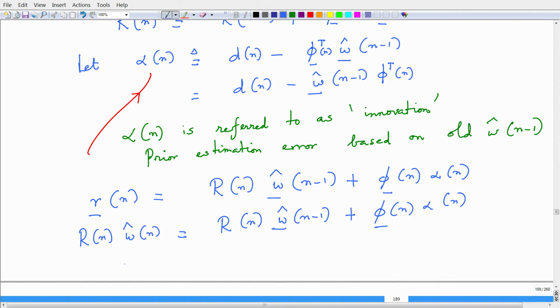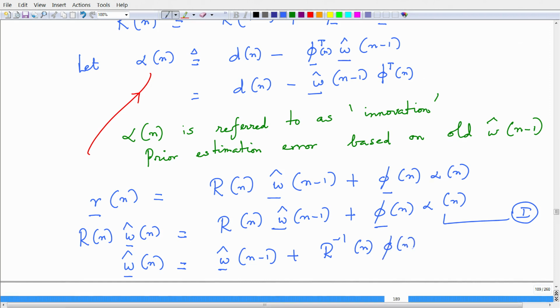So we can say that our update w hat of n equals, if I pre-multiply this equation, which I call equation 1, by r inverse n on both sides, I can simplify this to be in this form: w hat of n equals w hat at time step n minus 1, which is a vector, plus r inverse of n phi of n times alpha n. So this is the update rule.